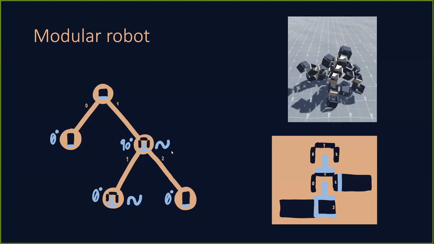The controller we use is just a decentralized approach with a sine wave used to control each actuator. On the bottom right here, you can see, in a simplified 2D example, how this tree could be decoded into a robot. And on the top there, you just see an example of a random robot.